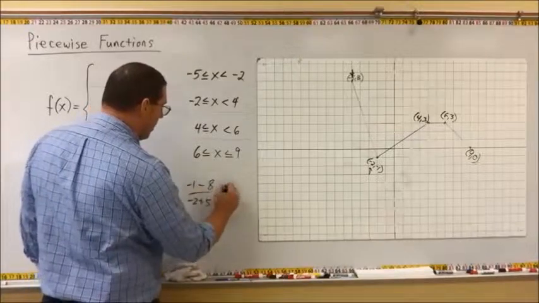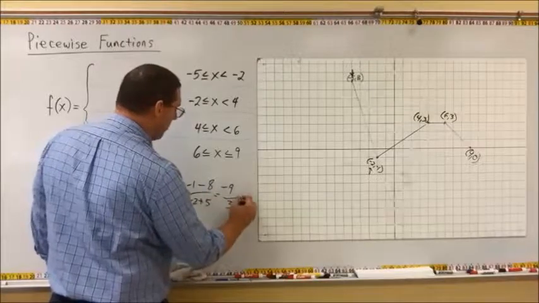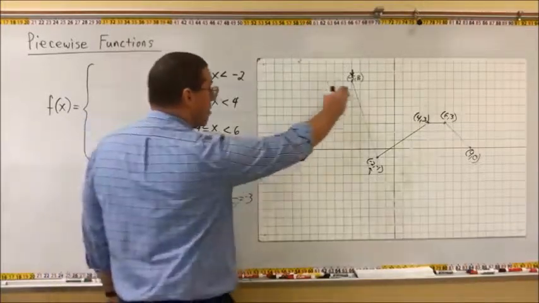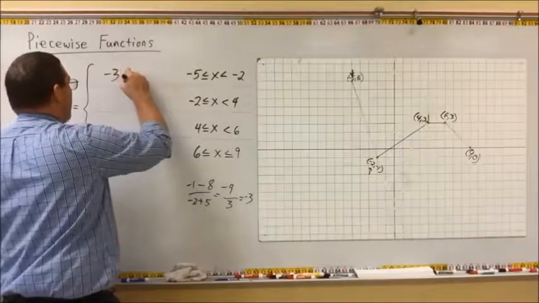So -1 minus 8 is -9. -2 plus 5 is 3. -9 divided by 3 is -3. So my slope of this line is -3. So I'm going to write -3x.